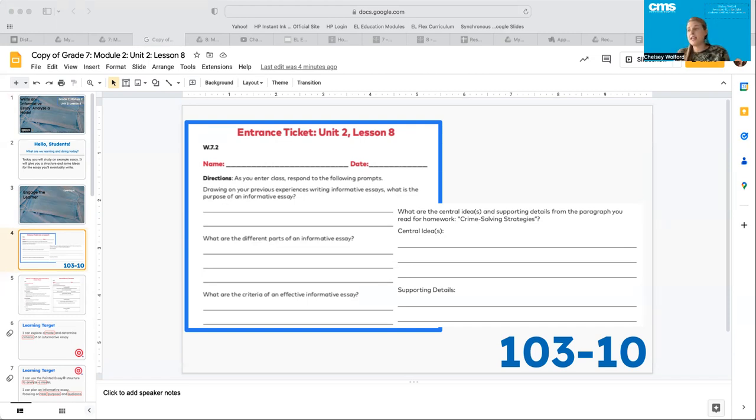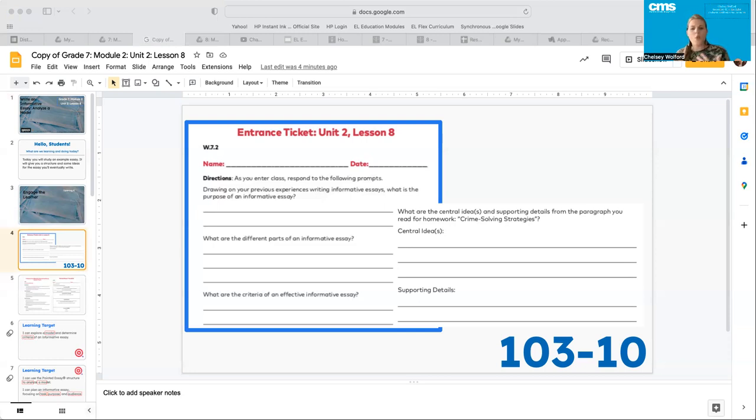Okay, guys, so now that you're finished, let's look at a few of these questions. So the first one says, drawing on previous experiences writing informative essays, what is the purpose of an informative essay? So again, your answer might be a little bit different from mine, but you probably said something like, the purpose of an informative essay is to inform or to explain something to the reader. The second question asks, what are the different parts of an informative essay? So it's going to include an introduction with context and a focus statement, 2 or more body paragraphs that give details of the points in the focus statement, and a conclusion with a reflection. That's important.